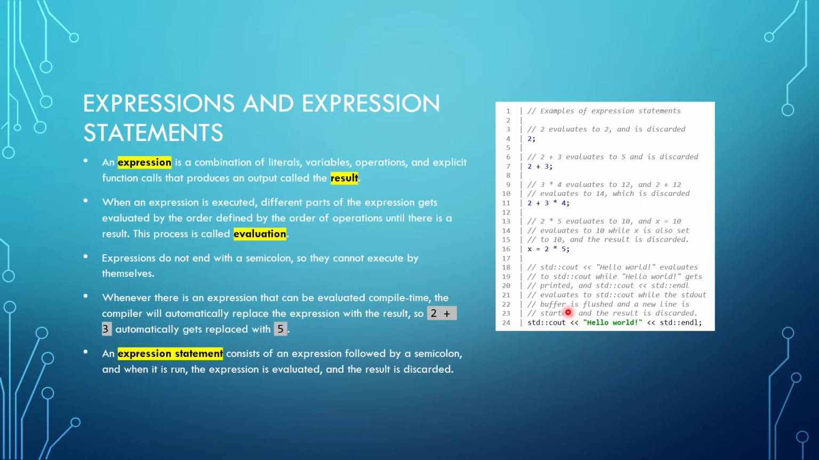For this hello world, it actually gets evaluated from left to right. So std::cout and hello world evaluates to std::cout. Basically, for insertion and extraction operators, it evaluates to the left-hand side while it does its work. So this prints hello world to the console, and then it does the same thing with std::cout and std::endl, which prints a new line and flushes, and then the std::cout result is also discarded.